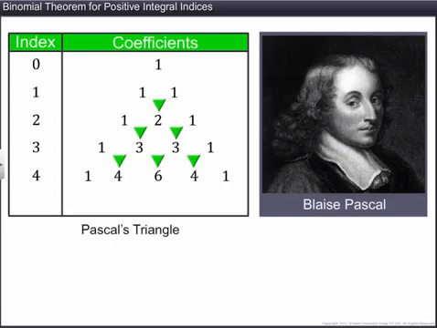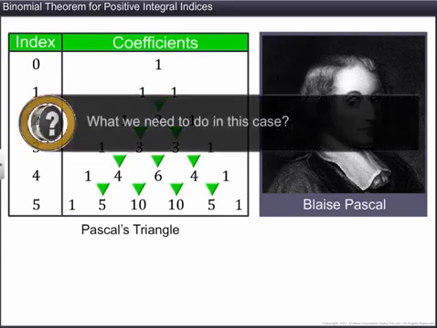Using Pascal's triangle, we can write the coefficients of the expansions of binomials with higher powers also. The coefficients of the expansion of the binomial with the power 5 are 1, 5, 10, 10, 5, and 1. However, when the power of a binomial is very big, writing the coefficients in Pascal's triangle is a lengthy process. What do we need to do in such a case?